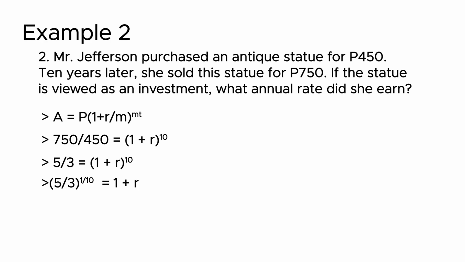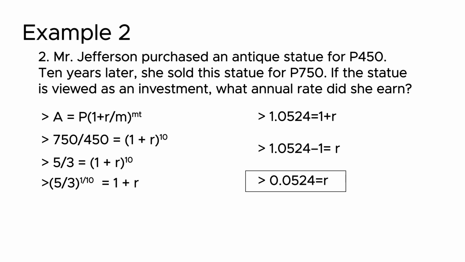Take the left-hand side to the 1 over 10 power to clear the power of 10 on the right. 5 over 3 to the 1 over 10 is equal to 1 plus R. Calculate the value on the left and solve for R. 1.0524 is equal to 1 plus R. 1.0524 minus 1 is equal to R. 0.0524 is equal to R. Therefore, Mr. Jefferson earned an annual rate of 5.24%. Not bad, but there was definitely some more complicated algebra involved.